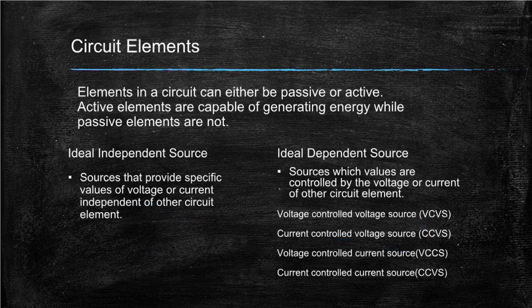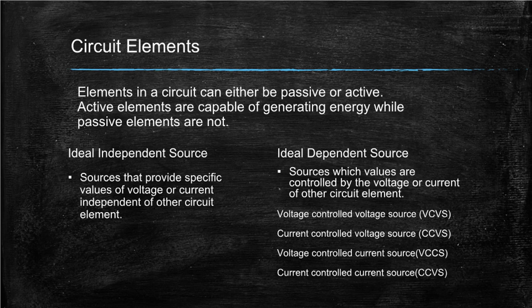Elements in a circuit can either be passive or active. Active elements like generators and batteries are capable of generating energy while passive elements like resistors, inductors and capacitors are not. The most important type of active elements are voltage and current sources. There are 2 types of sources, the ideal independent sources and the ideal dependent sources. Ideal independent sources are sources that provide specific values of voltage or current independent of other circuit elements. Ideal dependent sources are sources where the values are controlled by the voltage or current of other circuit elements.